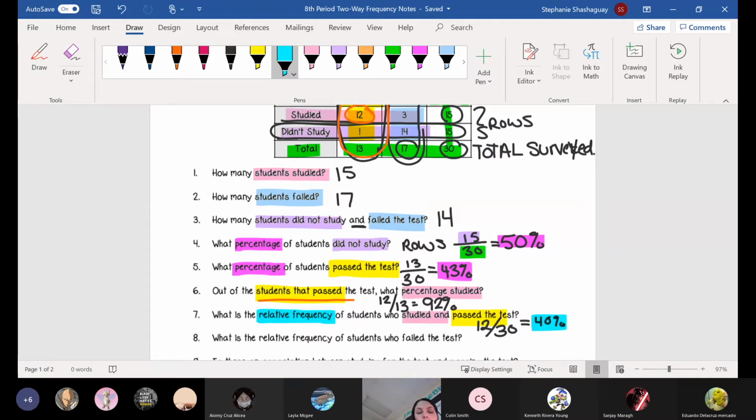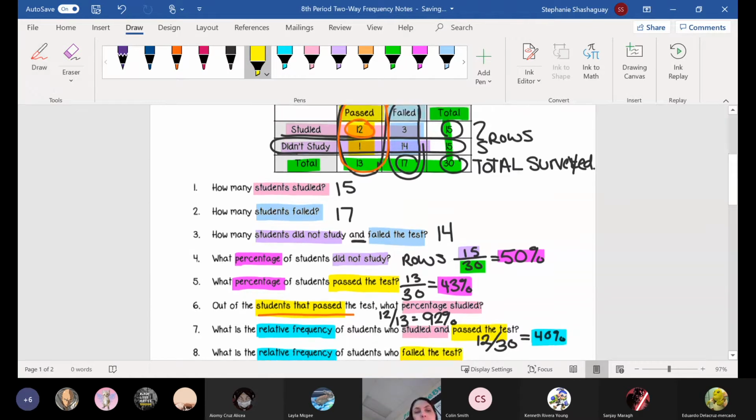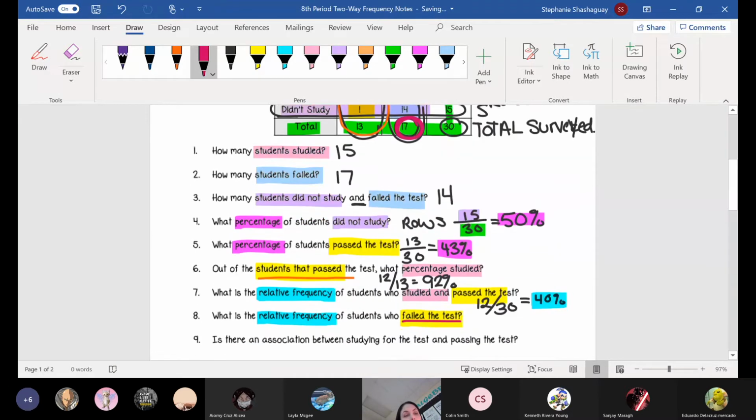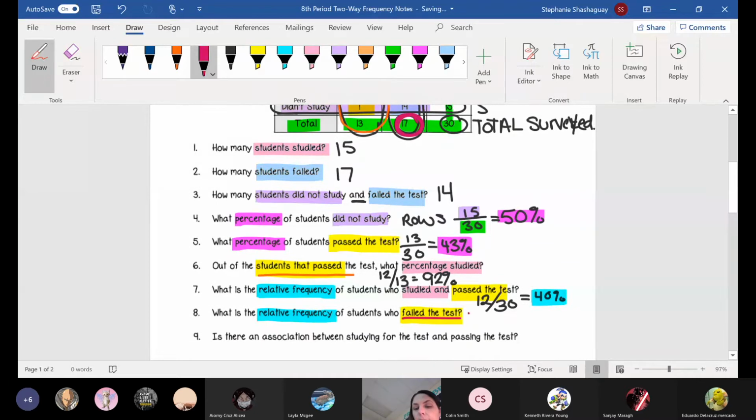So question 8, what is the relative frequency of the students who failed the test? So now we want to look at just the students that failed the test. Okay, so total, how many students failed the test? 17. And of the 17 students that failed, there was 30 students total. So 17 out of 30 is equal to about 57%.